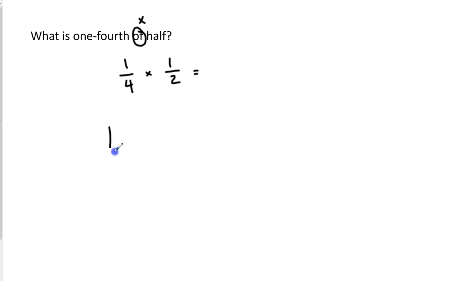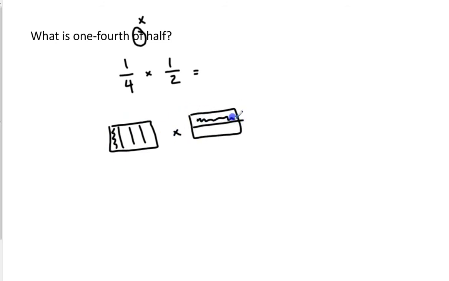Remember, when we went to act this out, 1/4 was like this. And we're going to multiply it by 1/2, which looks like this. Which means this is all going to slide together. So this line is going to slide over here, and then this is going to go like this. And we see that there is 1 out of 8 pieces that overlaps. So my answer is 1/8.